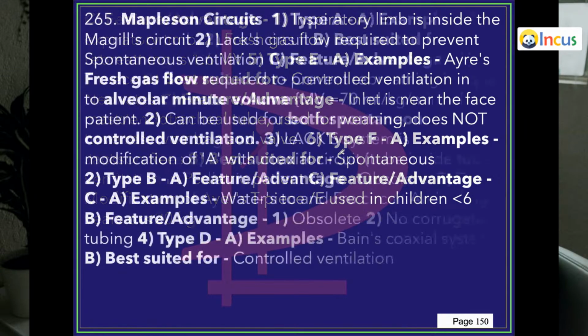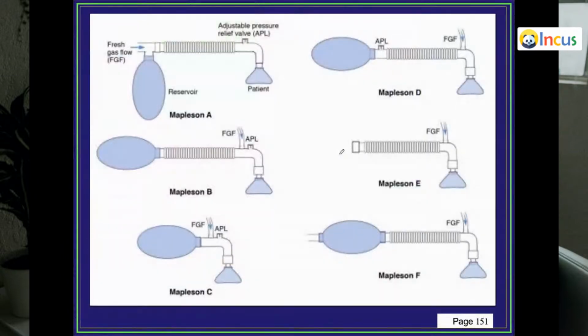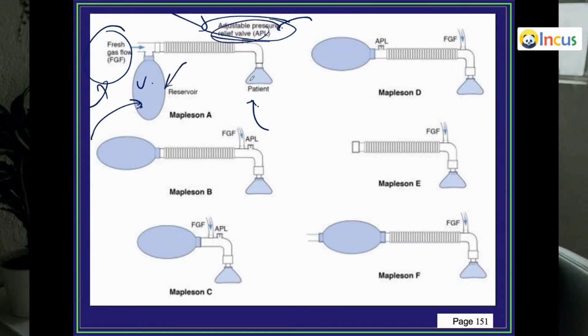In all these, just remember one thing: there is fresh gas flow, FGF. There is a reservoir bag. There is an APL, which is an adjustable pressure relief valve. So where is this APL located? Is the bag there or not? Where is the patient positioned? That is how all these differ. So you have a reservoir, APL, patient, fresh gas flow. This is Mapleson A.